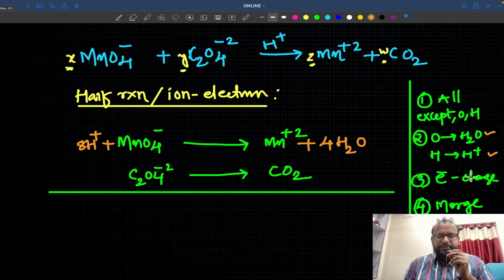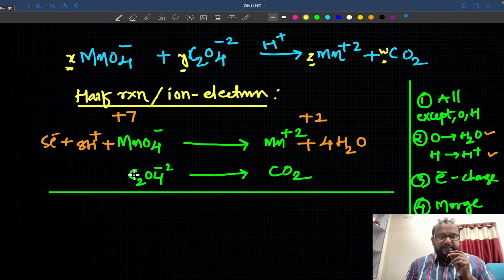Then we'll go for charges. Here on the right side of the reaction, I can see that total charges are +2. On the left side of the reaction, I'll see this is 8 plus 1 negative. So I got 7 positives, so it will be 7 plus. So I have to equate it to +2. So therefore, I need 5 electrons here. This is the balanced reaction.